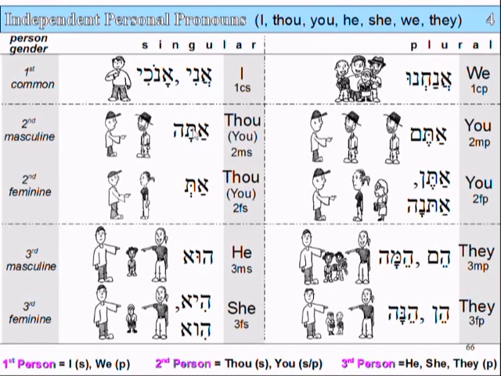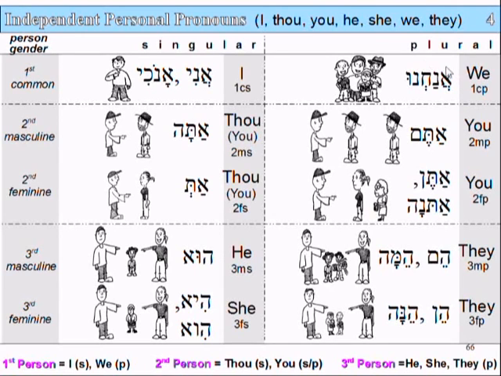Ani or anochi for I, ata for you or thou, or at for you or thou to a woman, and hu meaning he, and the word in Hebrew hi, hey yod aleph, meaning she. And sometimes it's spelt, in the first 5 books it's spelt with a vav, and it's got a little chirik here to say don't pronounce it hu but hi. So hi means she and hu means he. Okay, you can make up a little rhyme about that to drill that into your head.